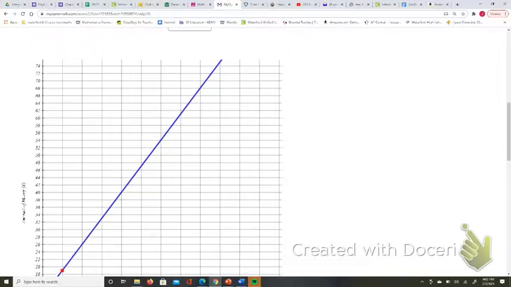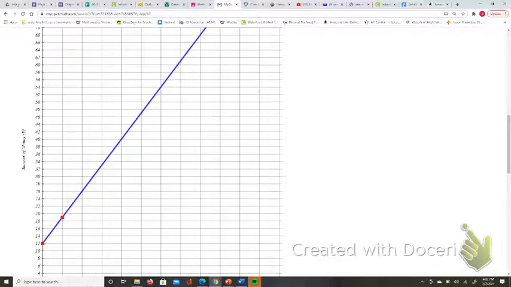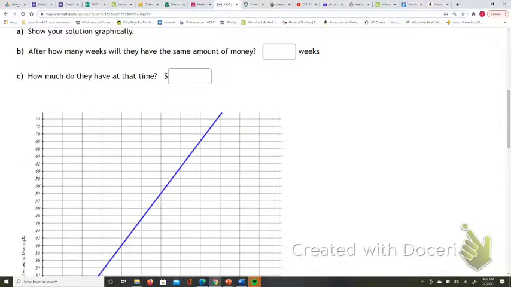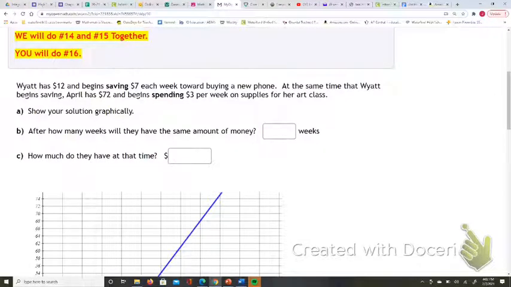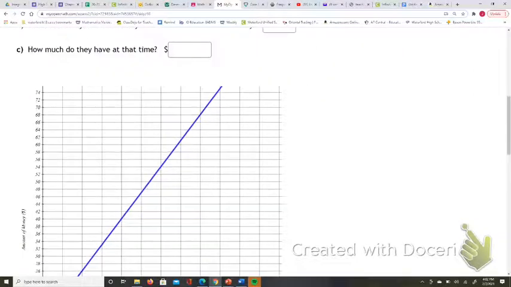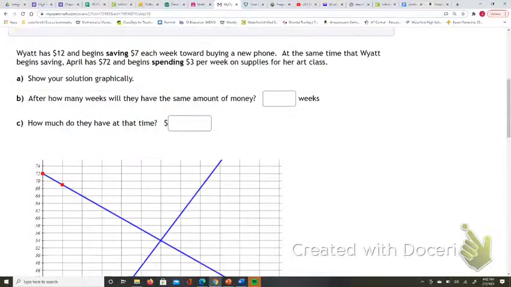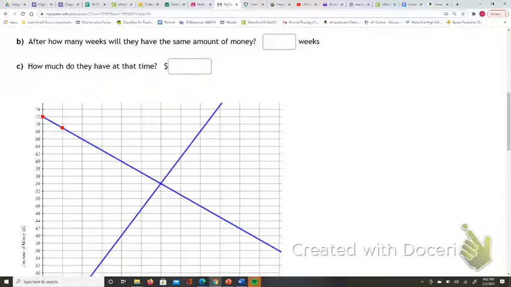Now, the reason that that line is going up is because he's saving money, right? So he's gaining money every week. Okay, now it says, at the same time that Wyatt begins saving, April has $72 and begins spending $3 per week on supplies for her art class. So April has $72 and she's not saving, she's spending. So it's going to go down 1, 2, 3 every week. So now notice that both lines cross, okay?